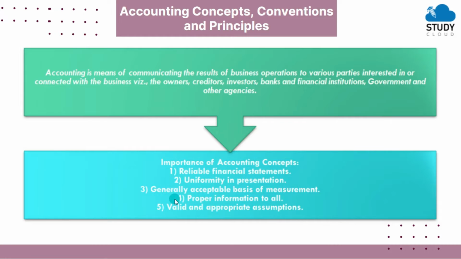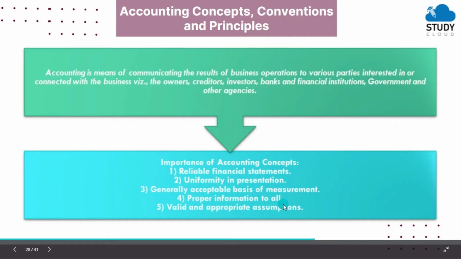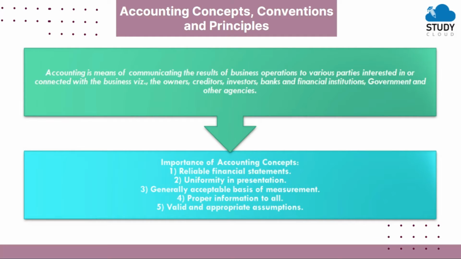Then third is generally acceptable basis of measurement. So here use of accounting concepts will enable accountants to follow all those accounting principles or bases which are acceptable, and they will follow generally acceptable basis of measurement. Fourth is proper information to all. The proper use of accounting concepts will give the accountant an idea to convey information to the concerned parties in the same sense they intend to convey. So whatever the accountant wants to convey, they can convey to the important parties.